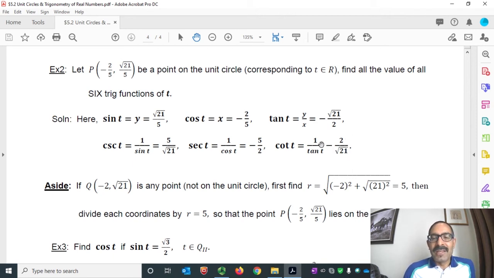Equal sign here, equal minus 2 over radical 21. Great. I hope this makes sense to you all. So now let's move on.